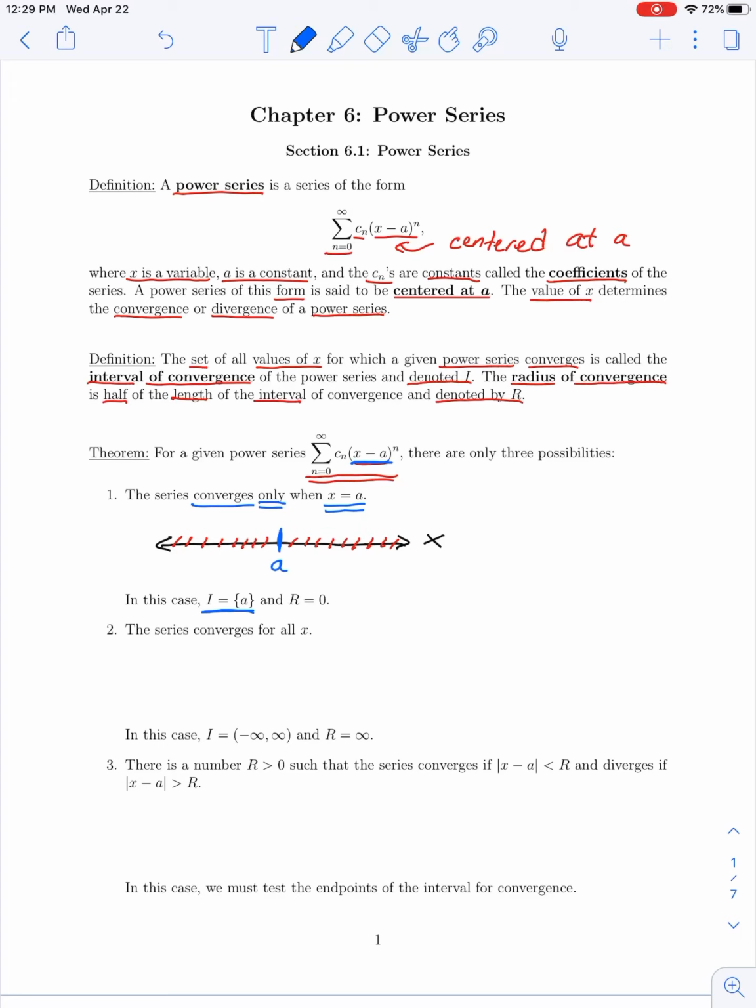That's sometimes called a singleton. And the length of the interval of convergence would be 0, because this interval consists of a single point. It doesn't have any length.